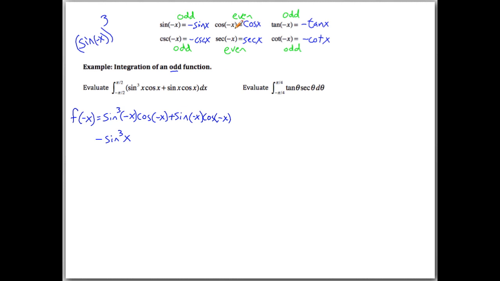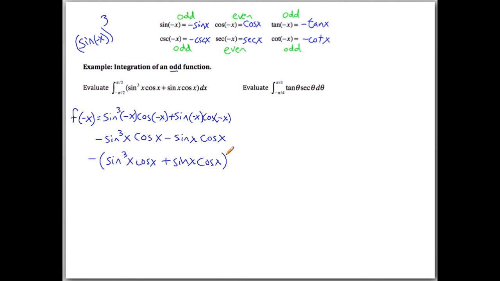Cosine of negative x becomes positive cosine x, so we're just going to leave it here as cosine x. Here, sine of negative x turns into negative sine x, and then cosine of negative x turns into positive cosine x. So here is our function now, and what we are going to do is factor out the negative here. So we're going to be left with sine cubed x cosine x, and then plus sine x cosine x.